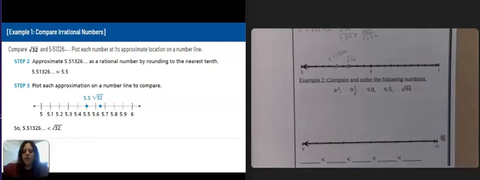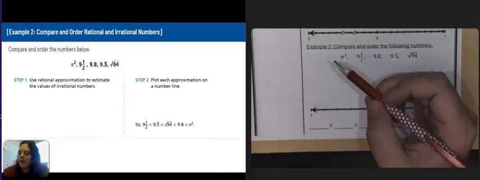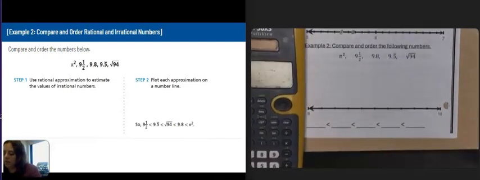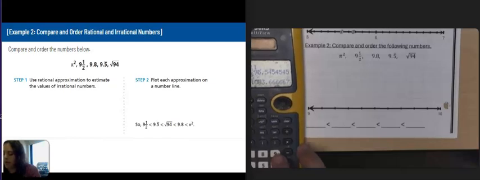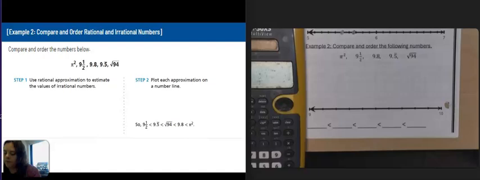Let's look at comparing a group of numbers. Again, our first step is to use rational approximations to estimate the value of each of these numbers. Okay? Pi squared. Well, pi is about 3.14. And so I'm going to get out my calculator now, and pi squared would be pi times pi. So I can do a pi symbol right here. So pi and then squared, I get this number. So this number is about 9.8.